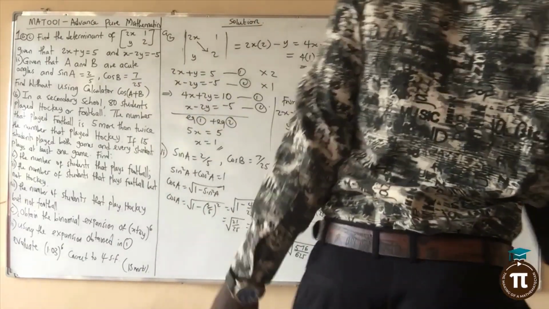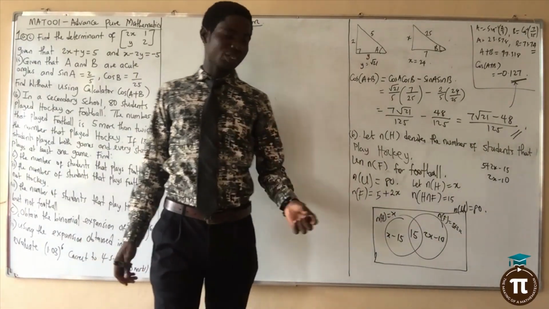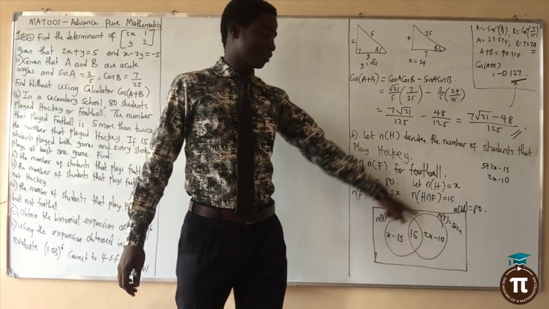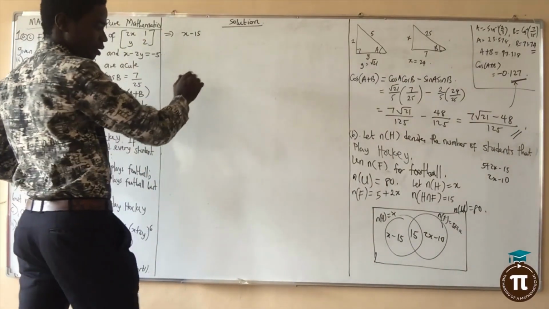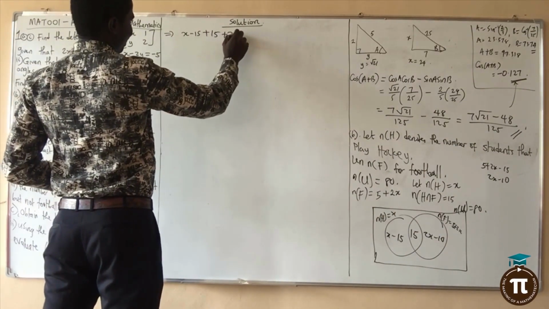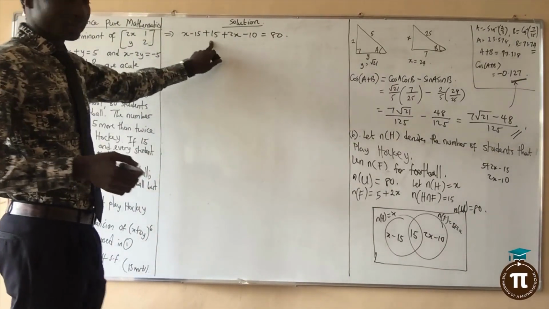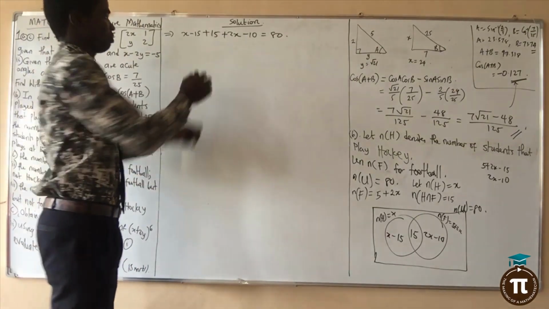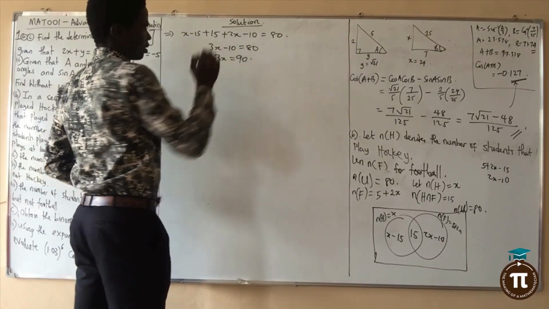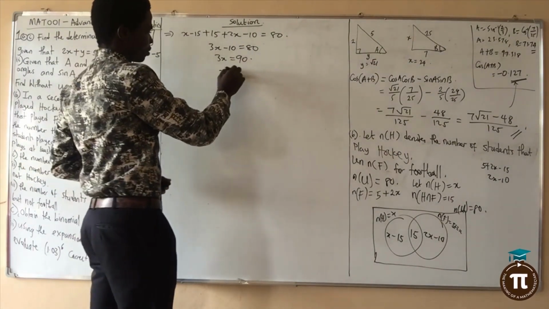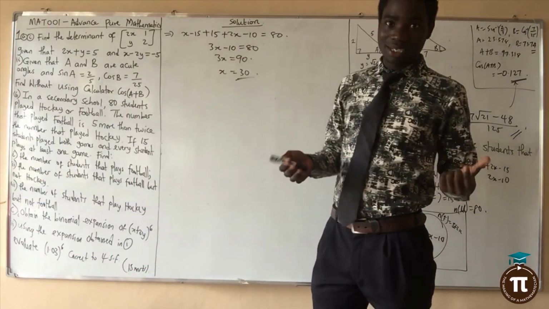What is the next thing to do? I just solve. The simplest way to do this is that if we add everything in the Venn diagram, it is equal to the universal set. So it implies that x minus 15 plus 15 plus 2x minus 10 is equal to 80. Minus 15 plus 15 gives 0, x plus 2x gives 3x, minus 10 is equal to 80, so 3x is equal to 90. 80 plus 10 gives 90, so x is equal to 30.